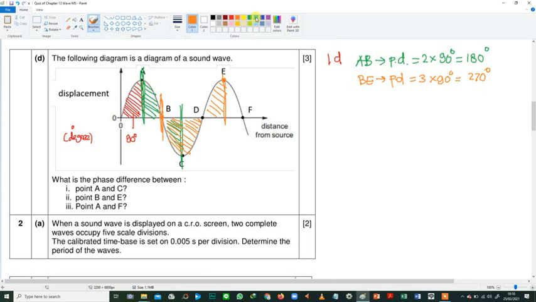Alright, the next one, we're gonna use the A until F. So the A here and the F is here. So let's count the section. It's 1, 2, 3, and then 4, and then 5. Okay, so we have 5 for the AF. So the PD will be 5 times 90 degree, which is 450 degree.